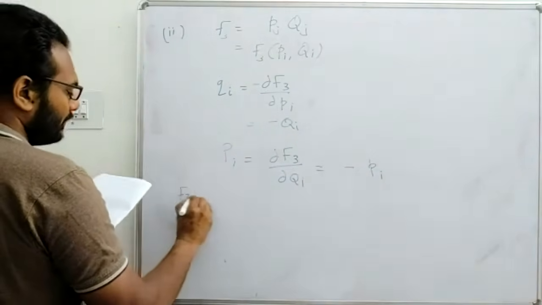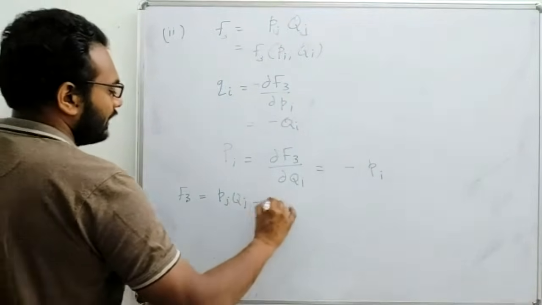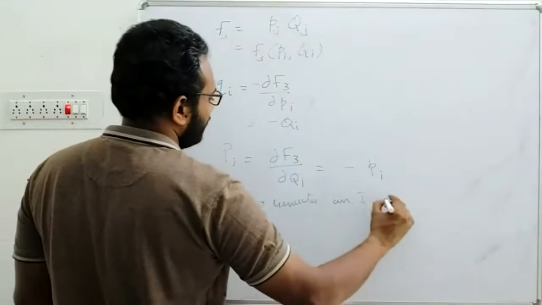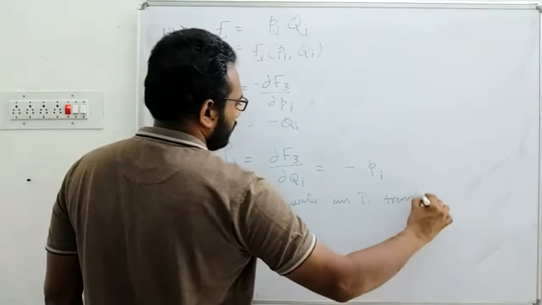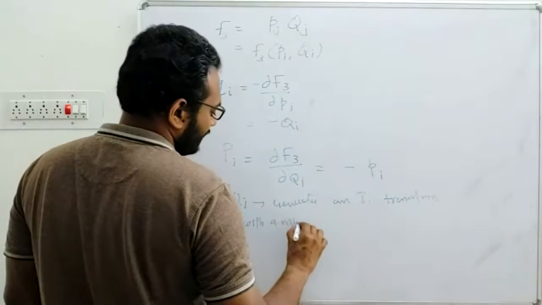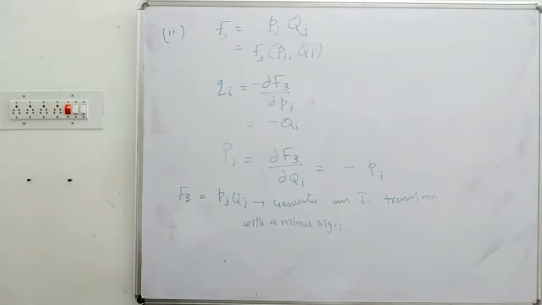So this is an identity transformation with a minus sign. F3 is equal to PJQJ. This generates an identity transformation with a minus sign.